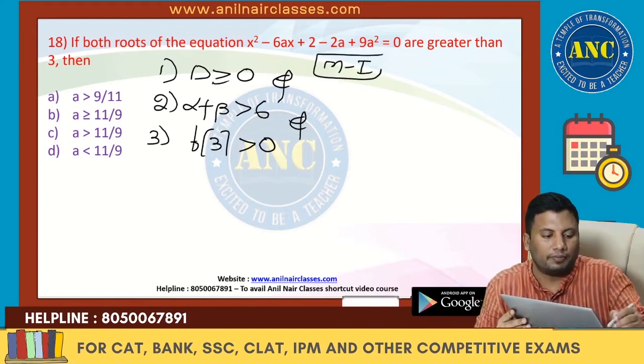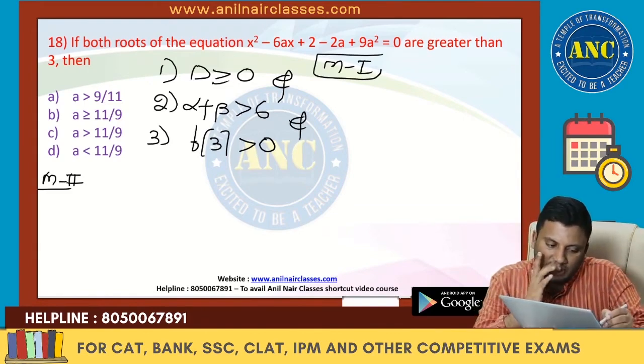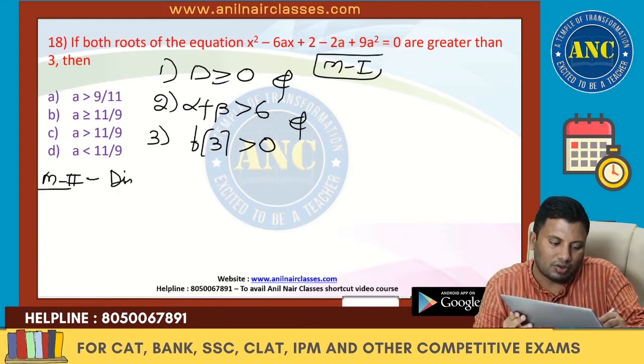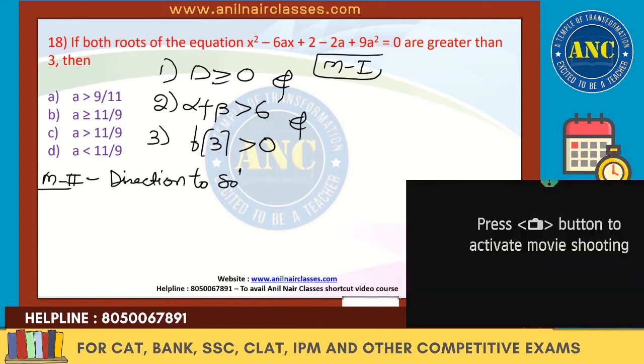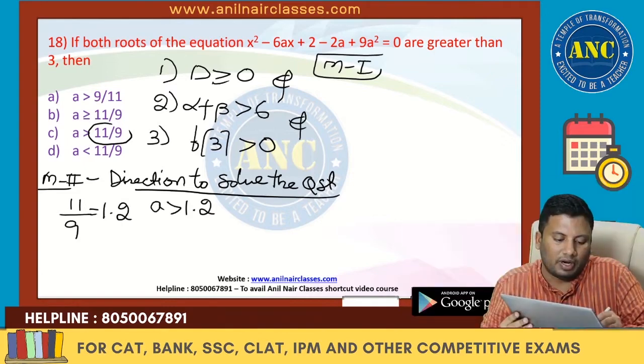Method number 2. I will just give you a direction to solve the questions. See here. A is greater than 11 by 9. 11 by 9 is nothing but 1.2. A is greater than 1.2. Please take A value 2.